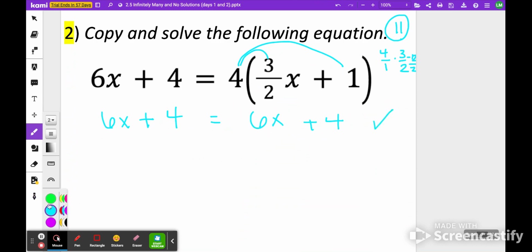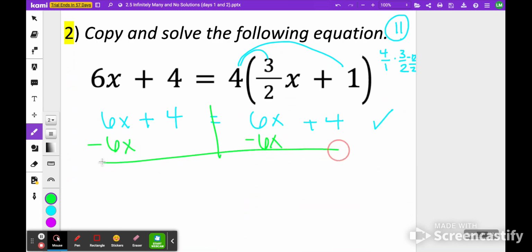If you want to, though, you can continue to move all variables to the same side. I can move all variables to the left here, subtracting 6x on both sides, meaning they cancel out. 4 does equal 4, and since this is a true statement, we're going to say this is infinitely many solutions.